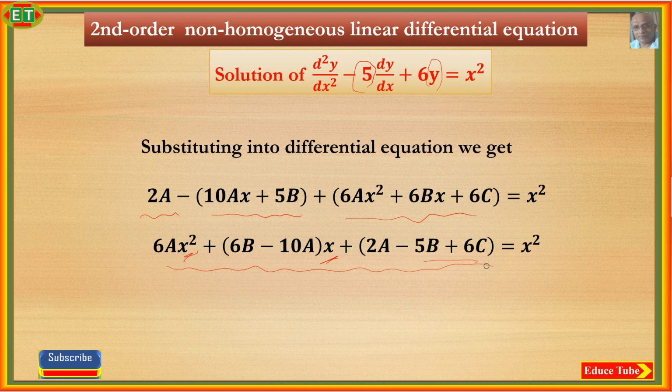Now this left hand side, if we compare it with the right hand side, what can you see? This is x square, here x square. So this 6a equal to the constant 1, so 6a will be considered as 1. This is the x coefficient, but on the right hand side there is no x, no coefficient, so this coefficient will be considered as 0. As well, this last coefficient, on the right hand side there is nothing, so this will also be considered as 0.